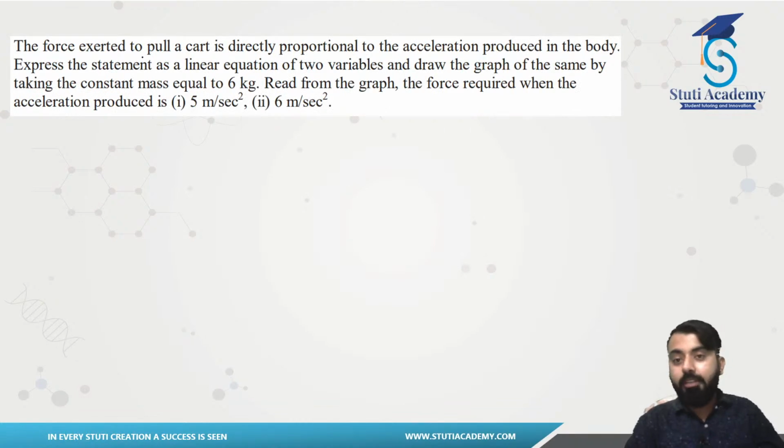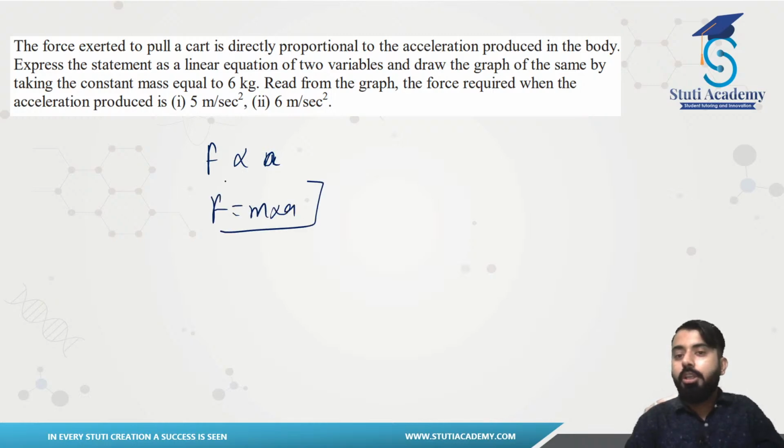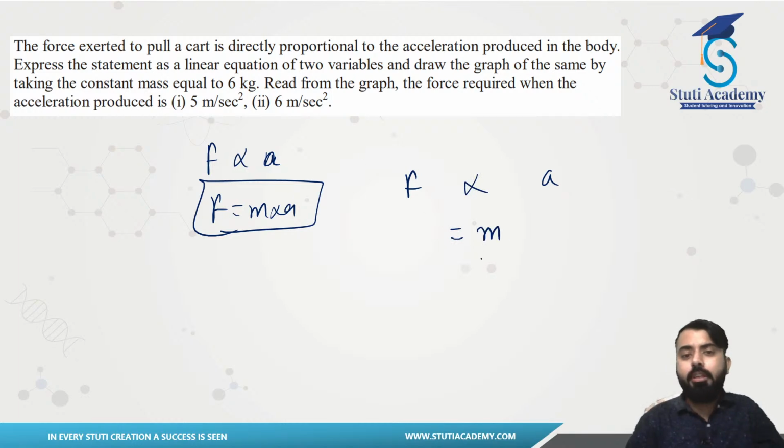Now you see this one: the force exerted to pull a cart is directly proportional to the acceleration produced in a body. So force is directly proportional to acceleration. Force is equal to mass into acceleration, because you will be learning this. Write the expression in two variables. Force and acceleration are the two variables. They are directly proportional, then it will be what? If I remove the proportionality, there will be some constant. You're going to learn this in your science.